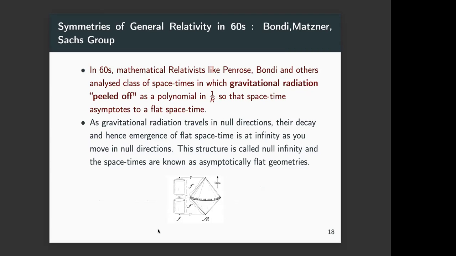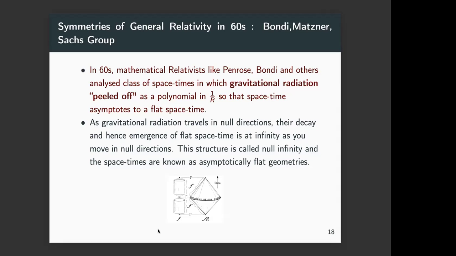And of course, as we all know, the gravitational field travels in null directions, in light-like directions. And so its decay at large distance and the emergence of flat spacetime at infinity is really manifest when you move in null directions. So the structure that comes at infinity is then called null infinity. And the spacetimes that we get by studying this, where all the radiation is falling off polynomially in 1 by R and spacetime is becoming flat, are called asymptotically flat geometries. This is a subject, most of which is above my pay grade, but fortunately, this is all we will need from the math GR literature, really.